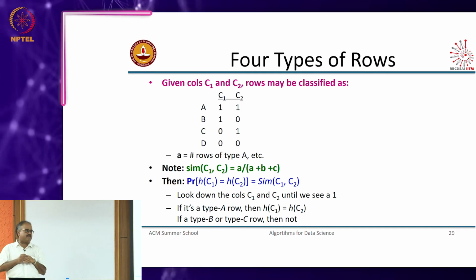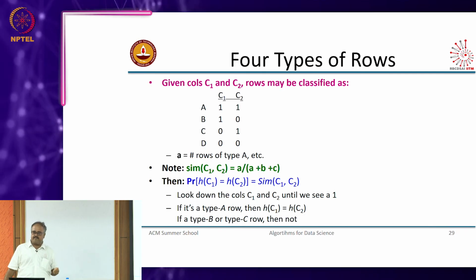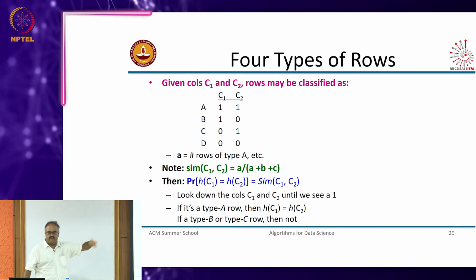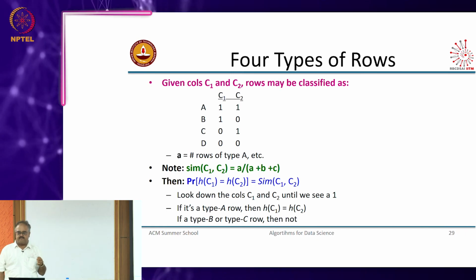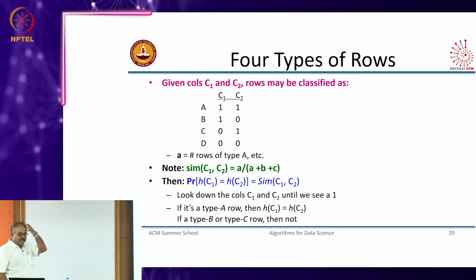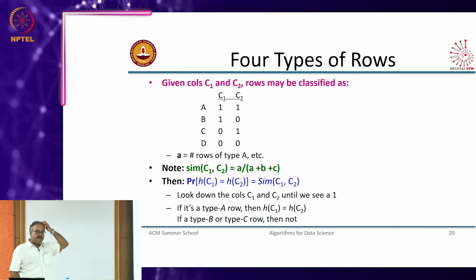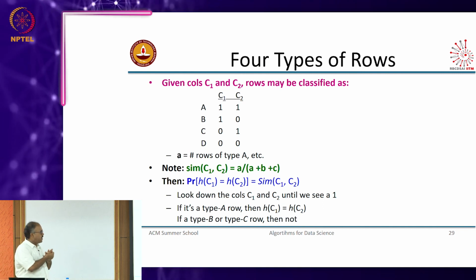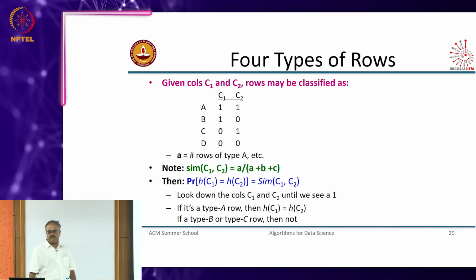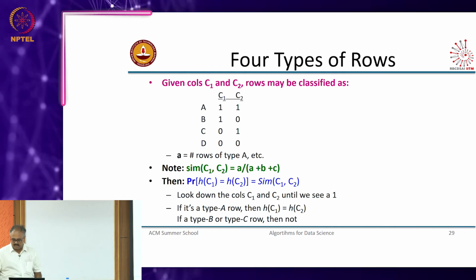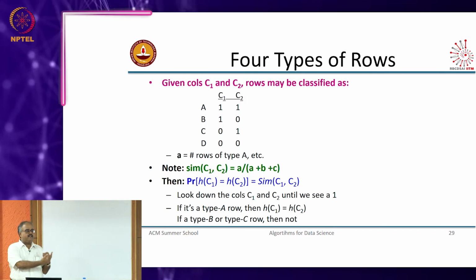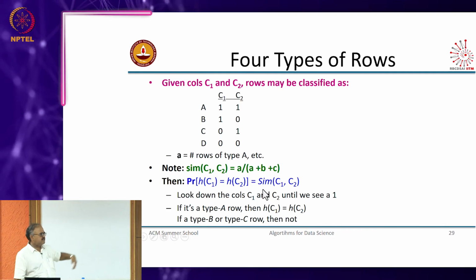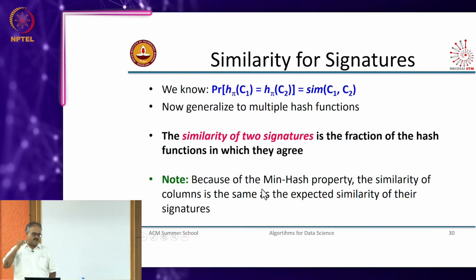Now for them to have the same hash value, you have to select the A before. So the probability that when you are drawing randomly from A, B, C, the first thing you draw is an A row, is basically what it is. So the probability that HC1 equals HC2 is again A by A plus B plus C, correct. So the probability HC1 equals HC2 is equal to the similarity of C1, C2. That is basically the idea. Once you think of it this way, it becomes easier. In fact, the previous slide argument is pretty convoluted, so that is the reason we wanted to add this slide.